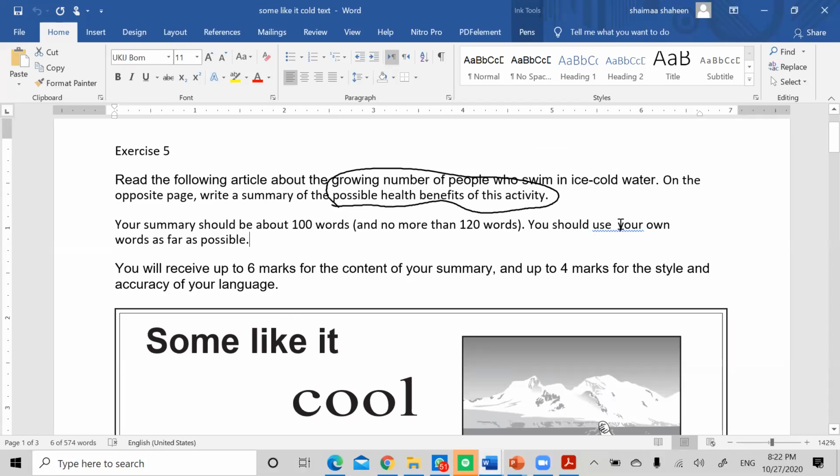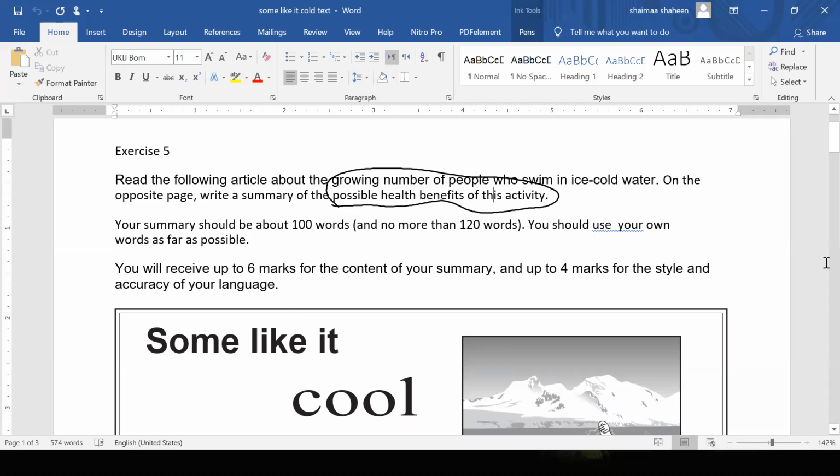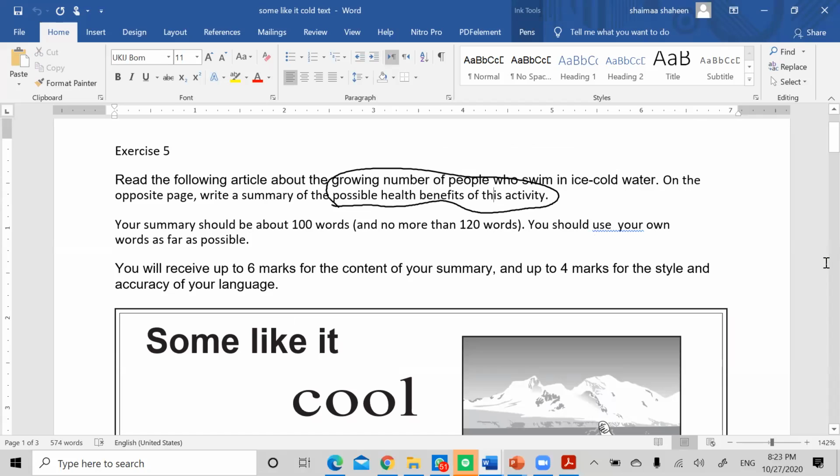How can I use my own words as far as possible? How can this be achieved? By using what? Salma, yes.